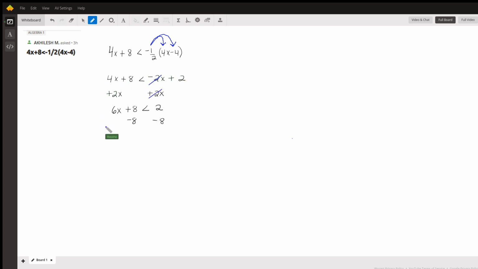We want to isolate our x term, so therefore I will be subtracting 8 from the left side because 8 minus 8 is 0. So those will go away. Keep it balanced. 2 minus 8 is negative 6. And we get our next step, which is 6x is less than negative 6. That's this step right here.